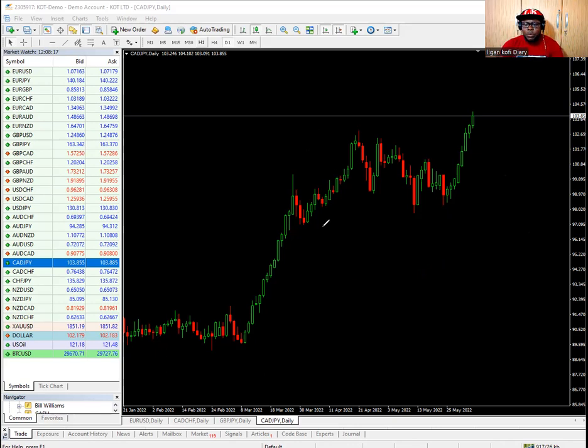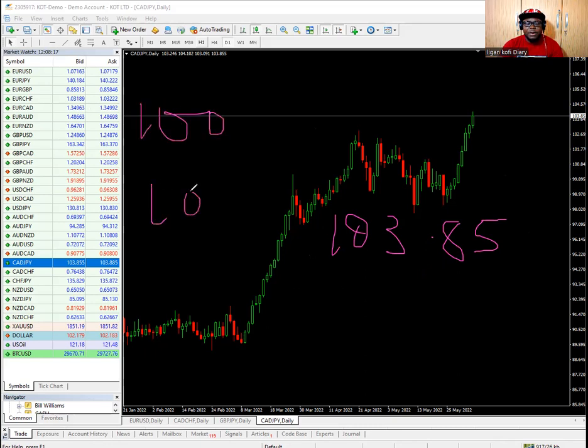Now, that is CAD JPY. The price currently is 103.85. And just as I always say, you are supposed to look for a take profit of 100 and a stop loss of 100. So TP 100, stop loss 100. If we calculate, the TP is going to be 104.85. That is going to be our TP.